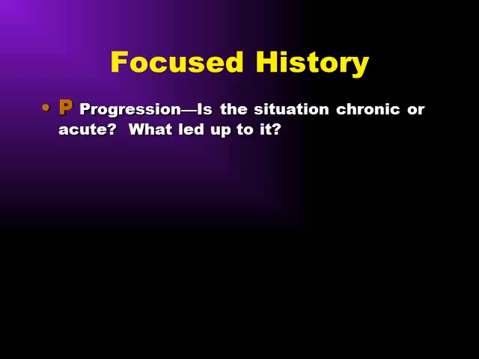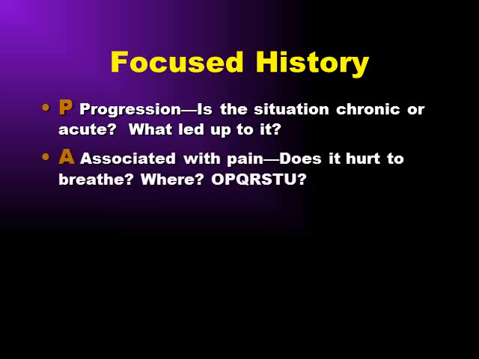The algorithm we use for a focus history is called PACE. The first thing we look at is progression. Is this a chronic or acute problem? What has led to it? This kind of goes with the SAMPLE, with the E for SAMPLE, events leading up to it. But also the progression implies did it come on gradually or quickly? So kind of like onset.